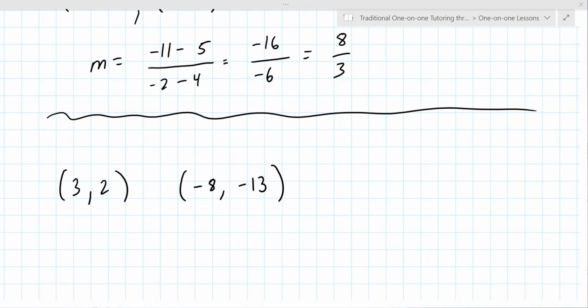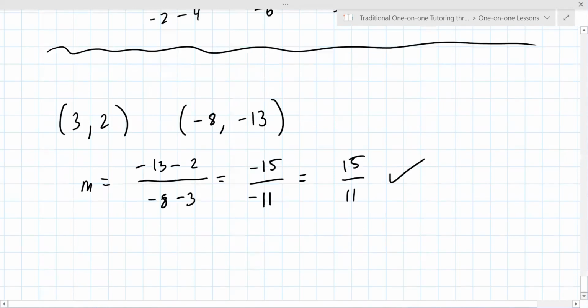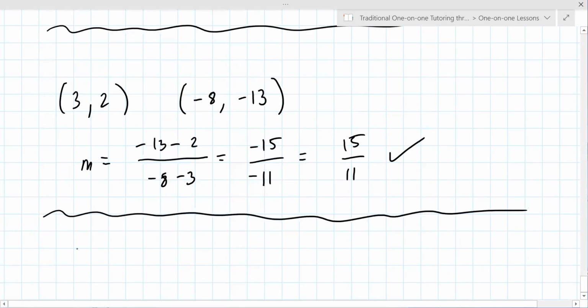It's -15 and 11. Yeah, so it's -13 minus 2 over -8 minus 3. So -15 over -11, which is 15 over 11. Now let's do one more. You're really close here. I feel like you're doing a great job on just getting these to where you're gonna have it down. Try that one, please.